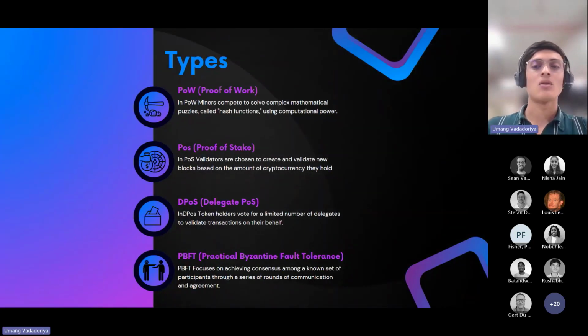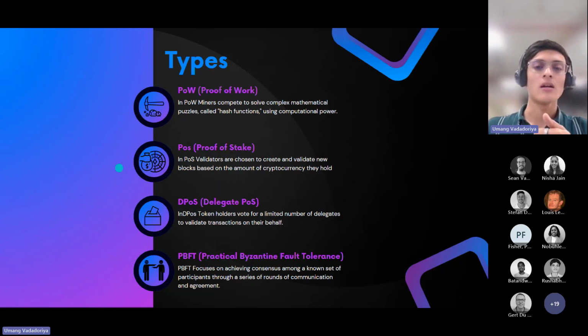And these are some types of the consensus mechanism. First one is proof of work. In proof of work, miners compete to solve complex mathematical puzzles called hash functions using computational power.